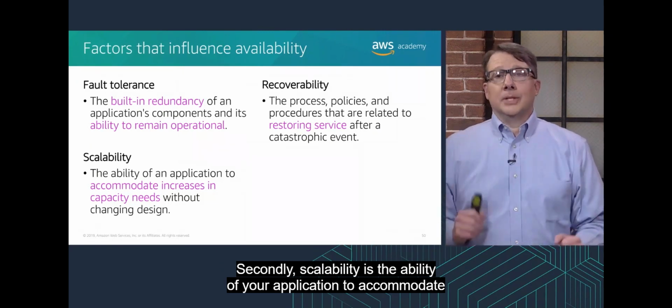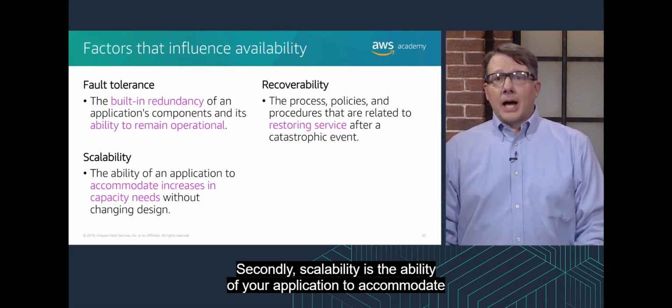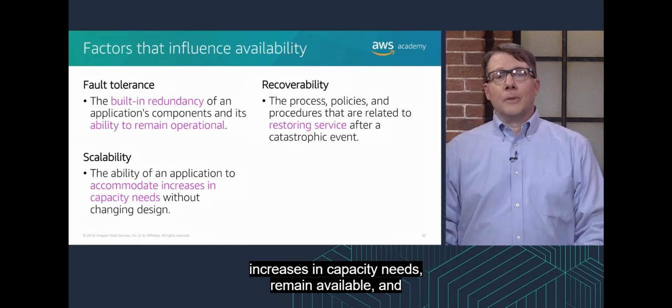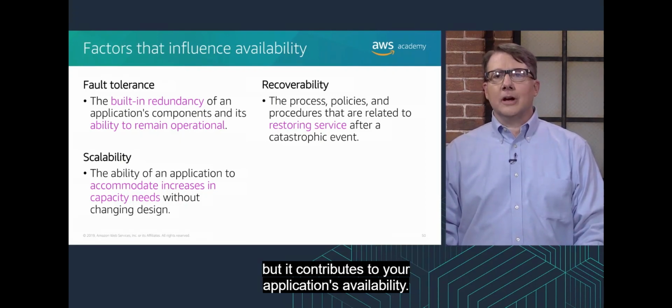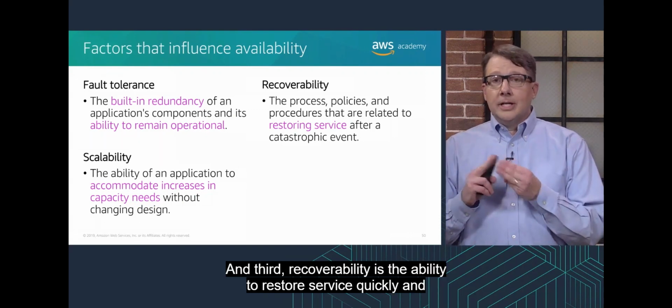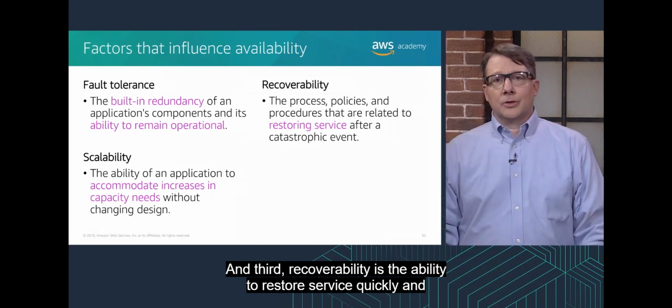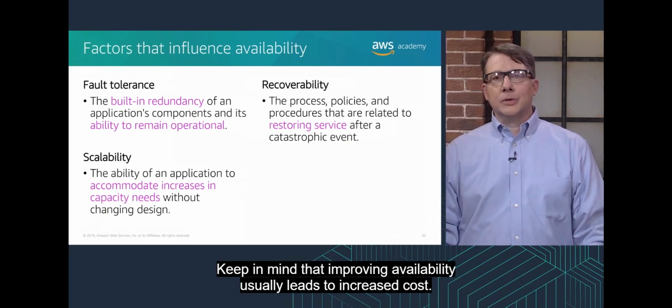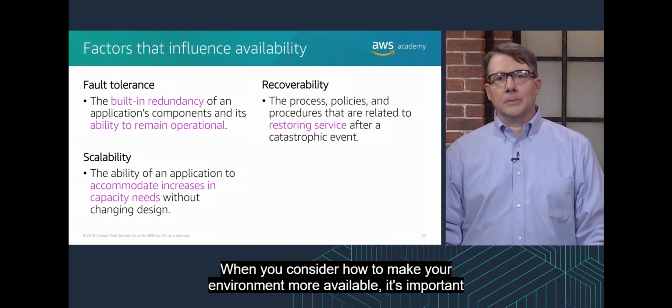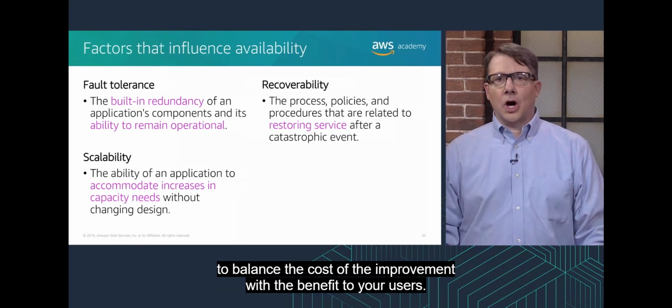Secondly, scalability is the ability of your application to accommodate increases in capacity needs, remain available, and perform within your required standards. It does not guarantee availability, but it contributes to your application's availability. And third, recoverability is the ability to restore service quickly and without lost data if a disaster makes your components unavailable or it destroys data. Keep in mind that improving availability usually leads to increased cost. When you consider how to make your environment more available, it's important to balance the cost of the improvement with the benefit to your users.